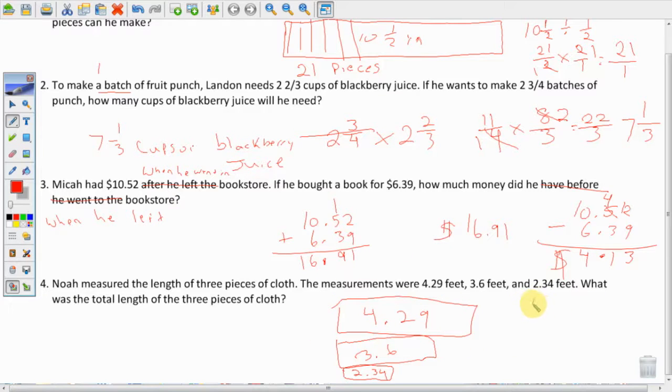So to do that, I would do 4.29 plus, and I've got to line up my decimals, so I've got 3 decimal numbers. Go ahead and put them in order. 3.6 and 2.34. Put a 0 there just to make it easier to look at. 9 plus 4 is 13. Carry my 1. 1 plus 2 is 3. Plus 6 is 9. Plus 3 is 12, so 2. Carry my 1 there. Go ahead and bring my decimal down for the answer. 1 plus 4 is 5. Plus 3 is 8. Plus 2 is 10. So it's going to be 10.23, and we were dealing with feet.